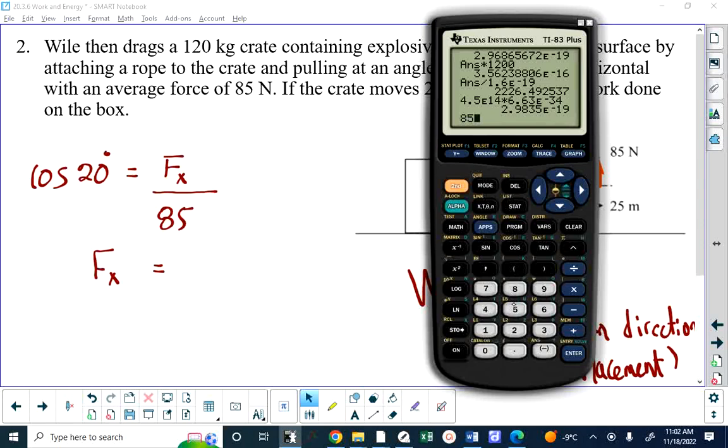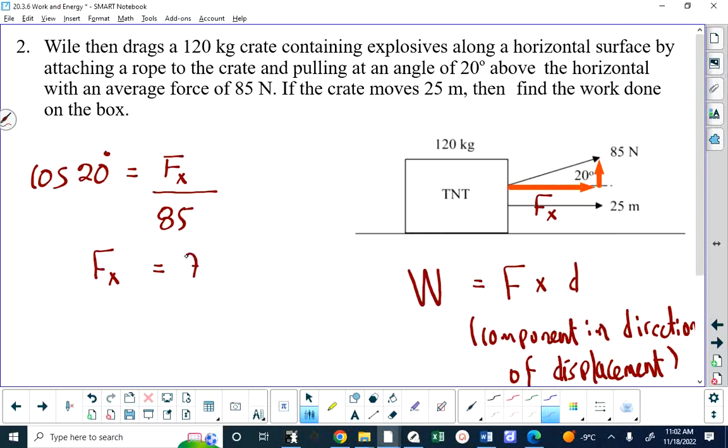So we can take 85 multiplied by cosine of 20, making sure we're in degree mode. I just say that because I go back and forth to radian mode in another of my classes, and I get 79.87 newtons. So then we can take the force times the displacement. It's really that simple. It's not a difficult formula.